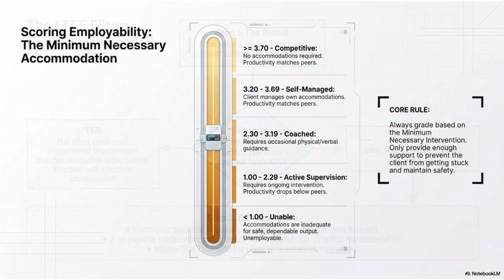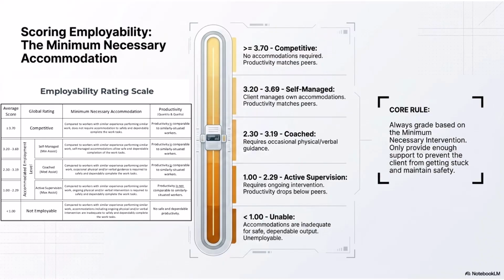Once we have valid data, we score employability using the ERS. A score of 3.70 or higher is competitive, meaning no accommodations are required and their productivity matches peers. 3.20 to 3.69 is self-managed. The client manages their own accommodations while keeping productivity up.